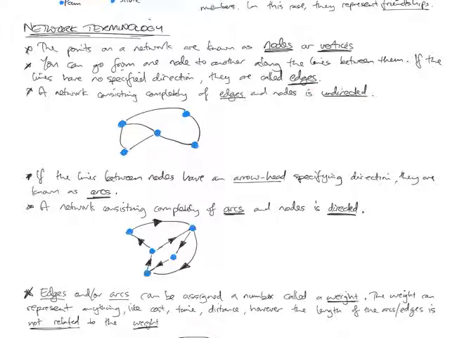So what do we have here? Nodes or vertex. This is an edge, because they're not directed. So a network consisting completely of edges and nodes is undirected. So this is an undirected network, this particular example here.